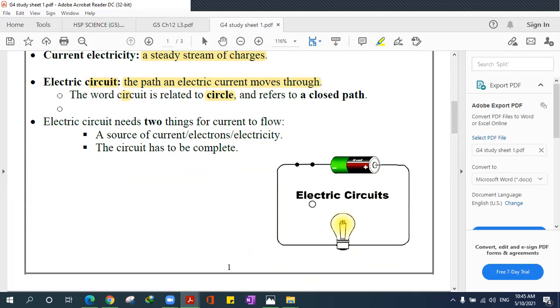In order for a circuit to work, we need two important things. We need a source of electricity, like the battery here, and the bulb to show us if it's working or not. The switch is there to help us control the circuit. The wires also help because they help us connect the bulb with the batteries.